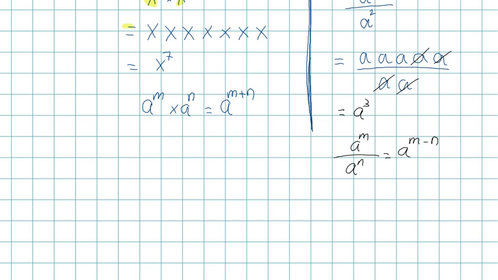So how would you know if it was plus n or subtract n? If you're multiplying, you add the exponents. If you're dividing, you subtract the exponents. Okay? So let's go back up.